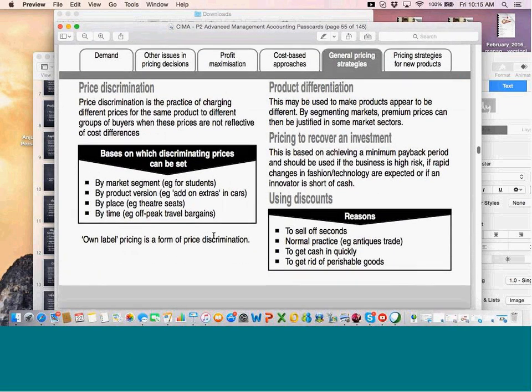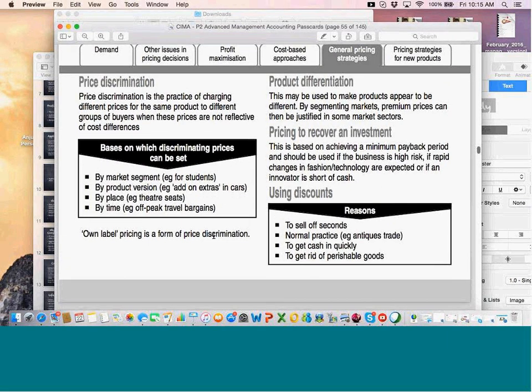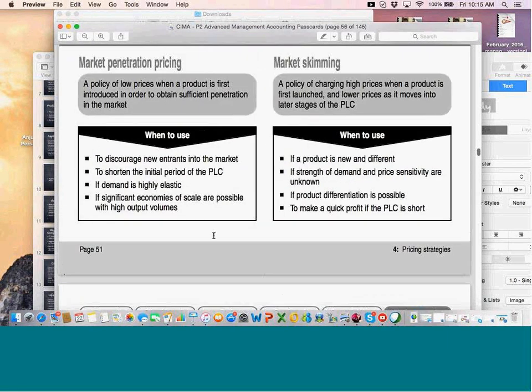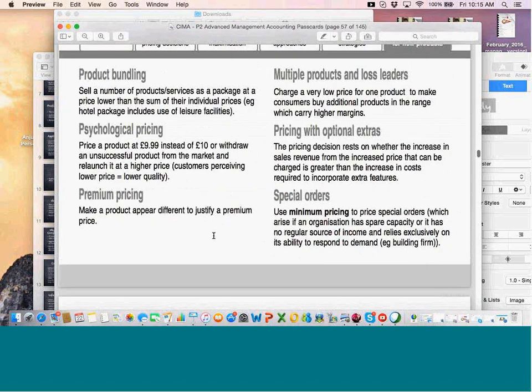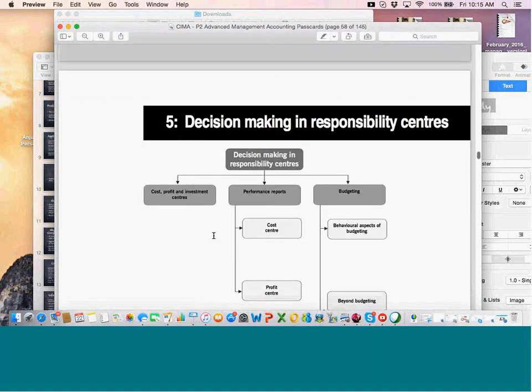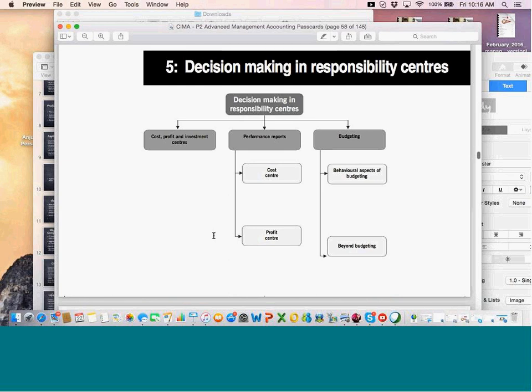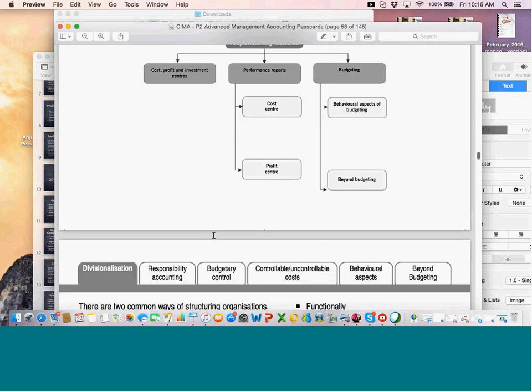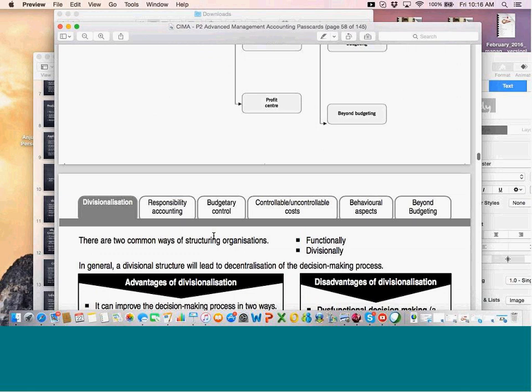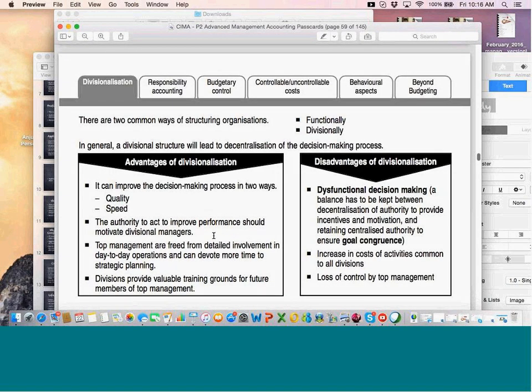That is quite self-explanatory, I think. How about decision-making and responsibility centers? I'm not going to go into details, and to be honest, I just flipped some pages on this one. I think this is mostly theoretical. It's concepts. How do you use this concept in pizza?